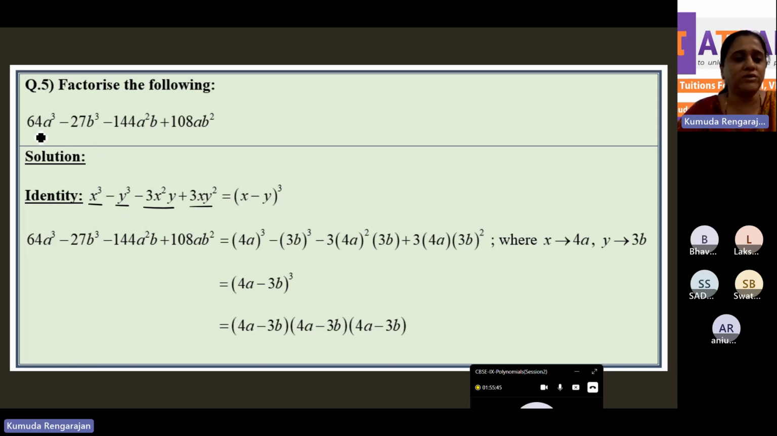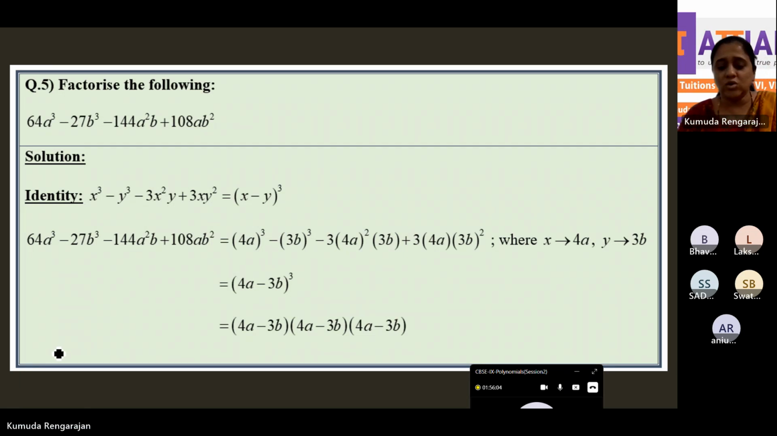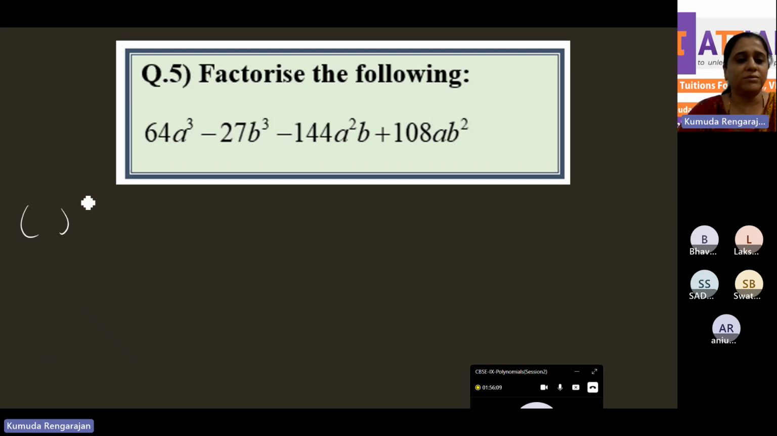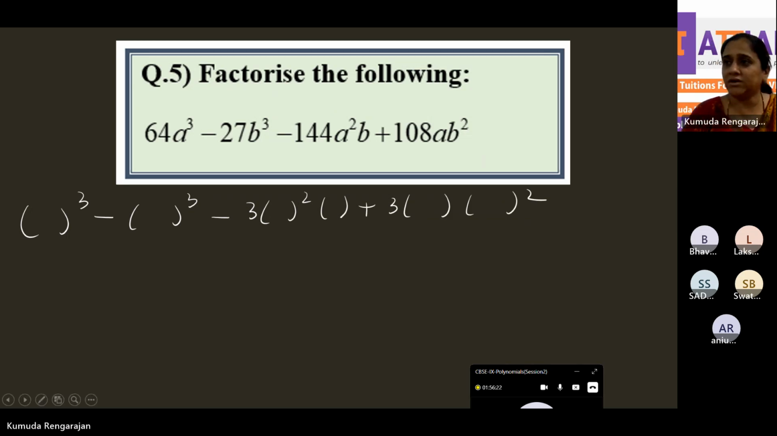Now show that it's of that form. So write down the given expression. Show that it's in the form x the whole cube minus y the whole cube minus 3 into x square into y plus 3 into x into y square. I always put empty brackets, you know. A cubed minus b cubed minus 3 into a square into b plus 3 into a into b square. Put empty brackets, Sahana.